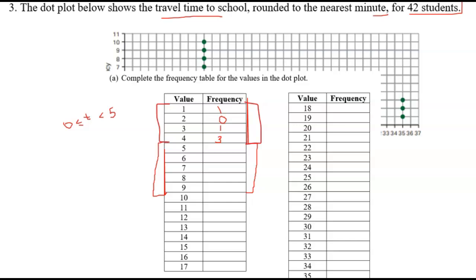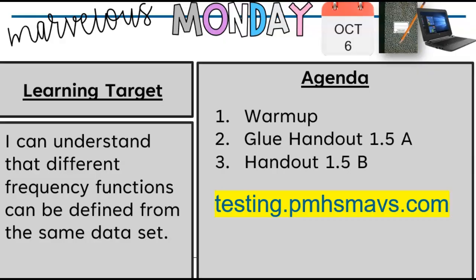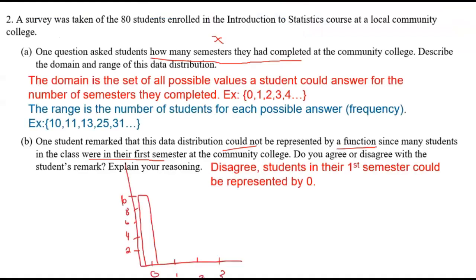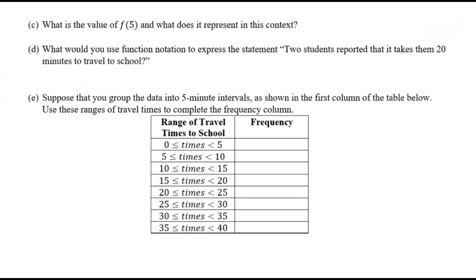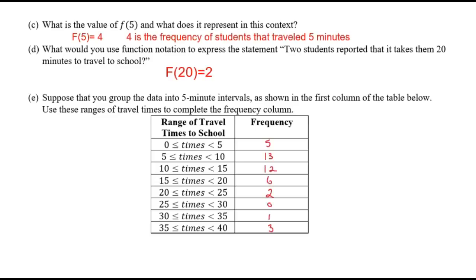And so this skill that you should have done from 1 to 35 is what you're going to do on the yellow paper, but with different data. Okay. So when you filled in that table for the group frequencies, you should have gotten 5, 13, 12, 6, 2, 0, 1, and 3. Okay. So this is the time traveled grouped into 5-minute intervals. And today on the yellow paper, you're going to group it by height of students.